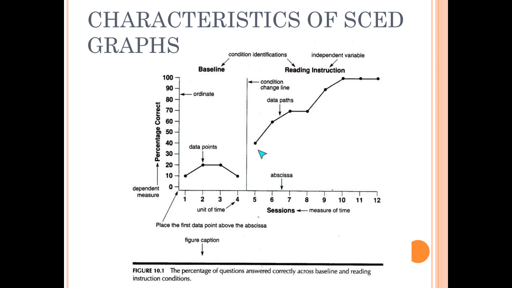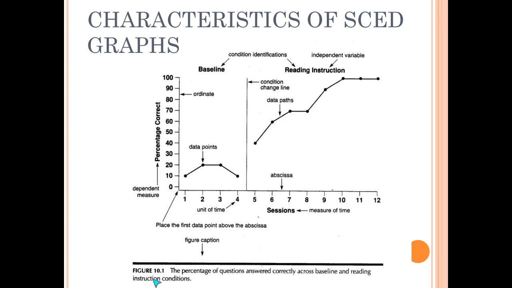There should be a figure caption. What is this graph about? And in our example here, it's the percentage of questions answered correctly across baseline and reading instruction conditions. So this is the type of graph you would want to see in a manuscript, and that you as an author would want to produce to help your readers understand what happened and what the data are going to say.